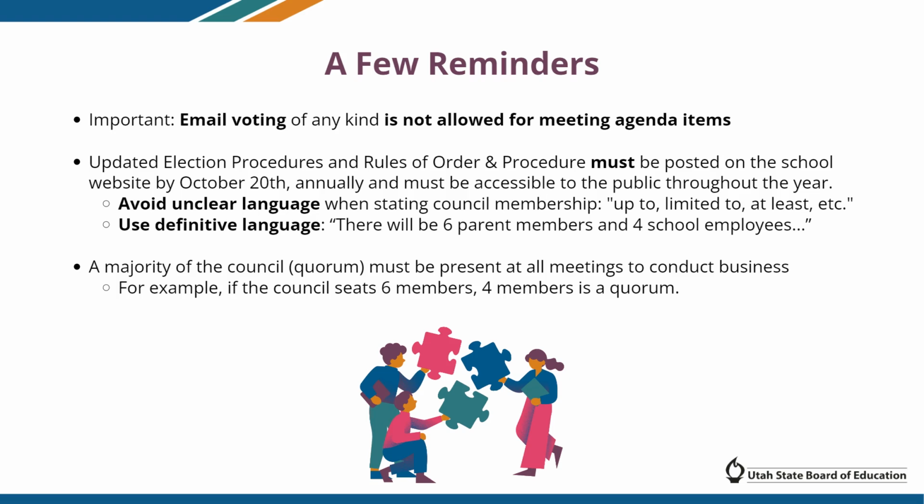Second, your council's updated election procedures and rules of order and procedure must be posted on the school website by October 20th annually and must remain accessible to the public throughout the year. In your outline of election processes, it is important that you avoid unclear language and use definitive language, especially in describing your council seating. Avoid words like up to or limited to, and use clear language like there will be 6 parent members and 4 school employees.